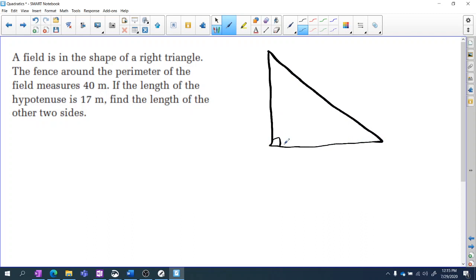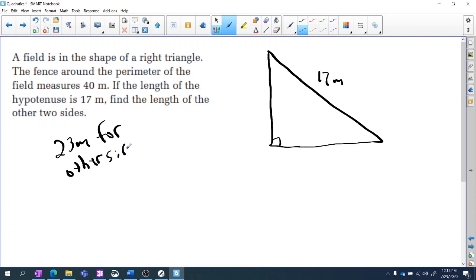It's a right triangle. They tell me that this is 17 meters. Now it does tell me that the distance around the whole thing, the fence around it, is 40 meters. Well, if 17 has been used here, that would mean there's 23 meters left for the other two sides. Now the problem is I don't know how it splits.